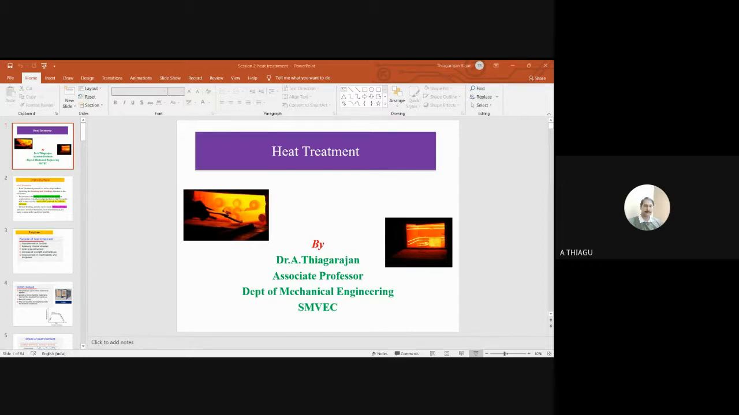So these are the three important stages involved in heat treatment. Once again, stage 1 is the heating process, stage 2 the holding process, stage 3 cooling. The other name is the quenching process. These are the factors involved. Now look at some of the samples.